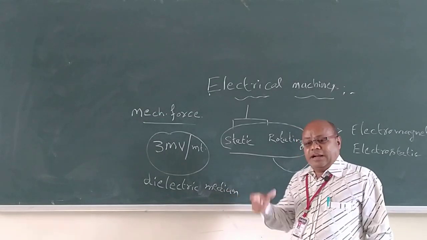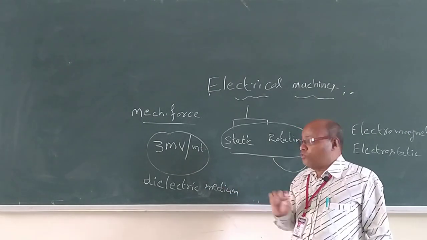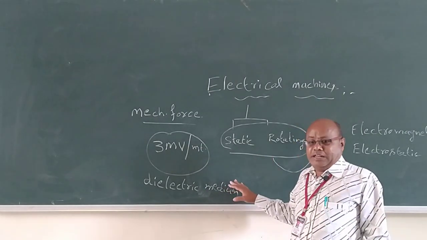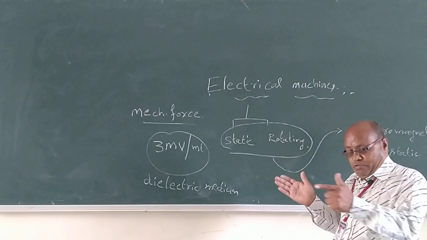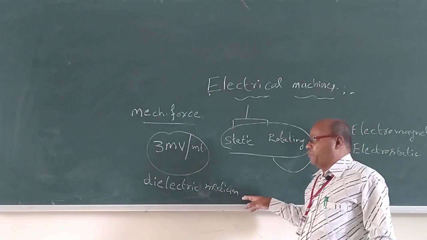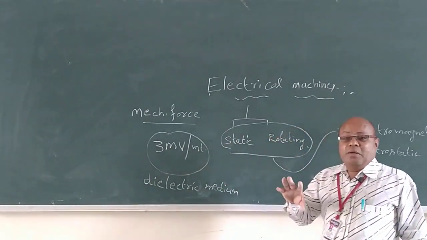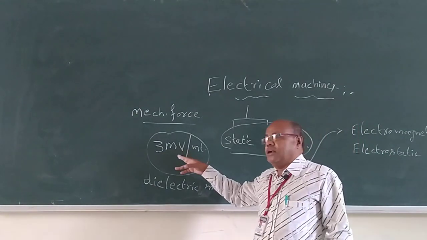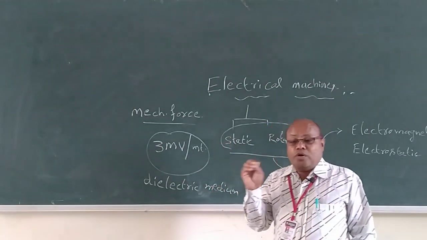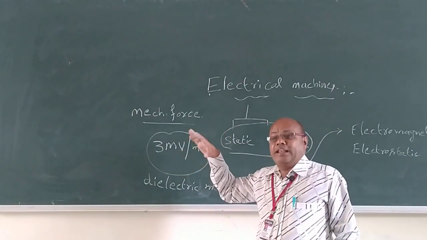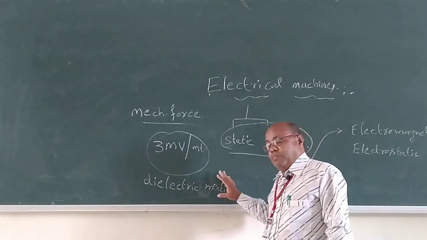Usually and as standard, we use one dielectric medium, which is air. If you are using air as the dielectric medium in an electrostatic device, and the distance between the two plates is 1 meter, then the maximum electrical energy we can store is 3 megavolt per meter. If you want to store more than this energy density in an electrostatic device, it is not possible. Why?